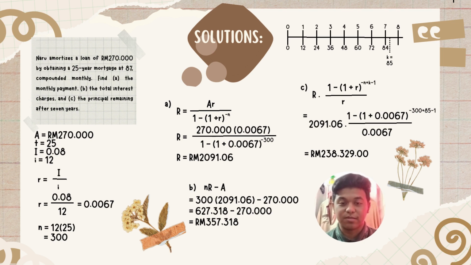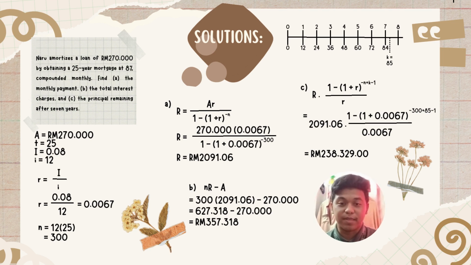With this information, we can answer question A, which asks us about the monthly payment of the loan. To calculate it, we need to use the periodic payment formula, which is A multiplied by i divided by 1 minus (1 plus i) to the power of negative 300. So that means 270,000 ringgit multiplied by 0.0067 divided by 1 minus (1 plus 0.0067) to the power of negative 300, and we get 2,091.06 ringgit. This means that 2,091.06 ringgit is the payment that needs to be paid monthly.